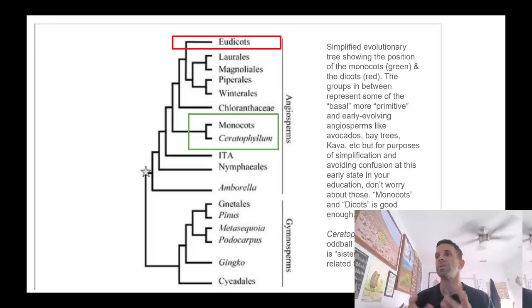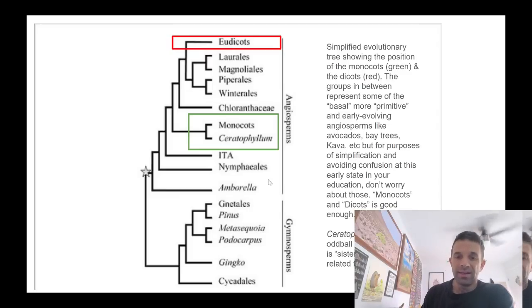Right, not that magnolias are more primitive, but the lineage is more primitive, and it doesn't really fit into the box of monocots or dicots. It looks like a dicot, but technically it's its own thing. Okay, so just know that. Nymphaeales, water lilies, Amborella, a really weird plant that only grows on New Caledonia, which I've seen, really cool, weird plant. And then down here you've got the conifers.